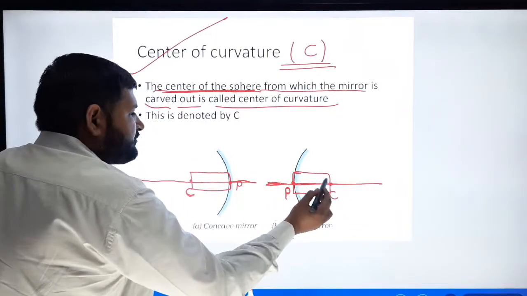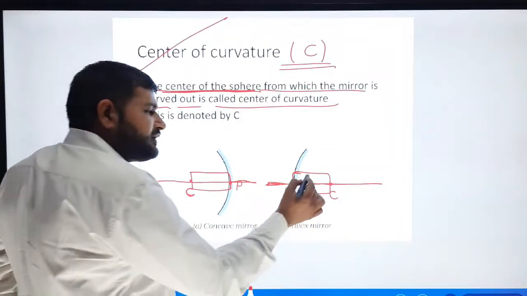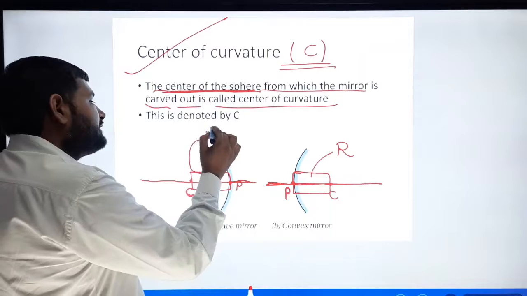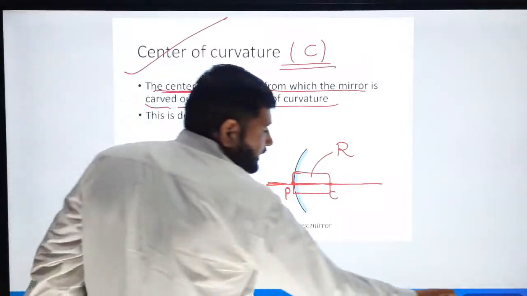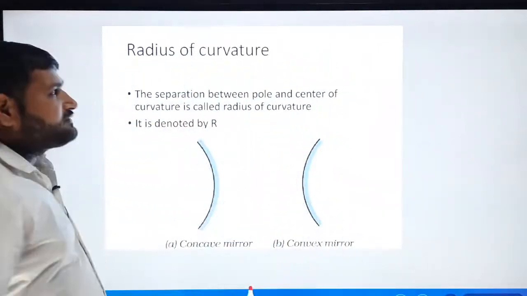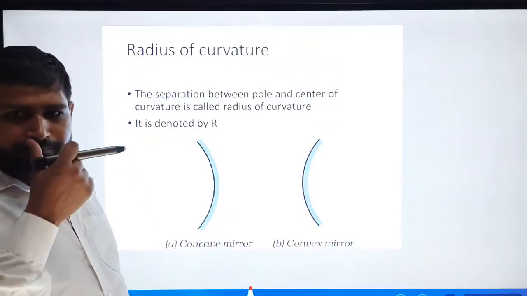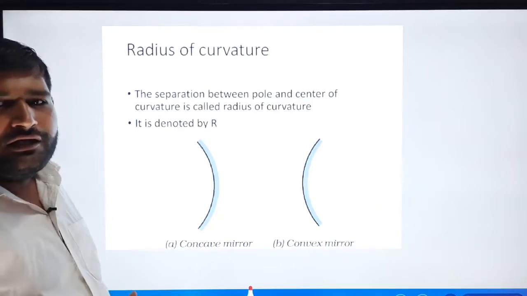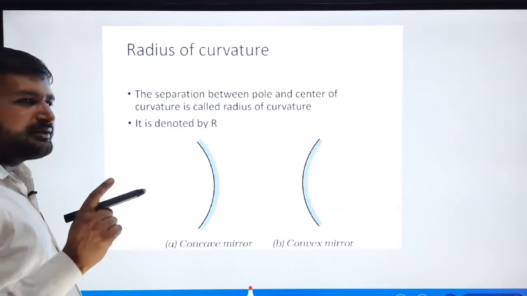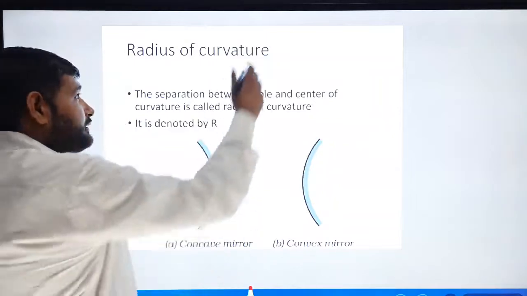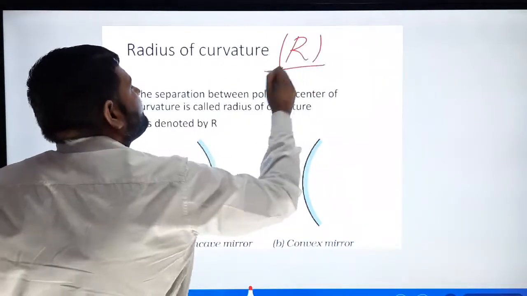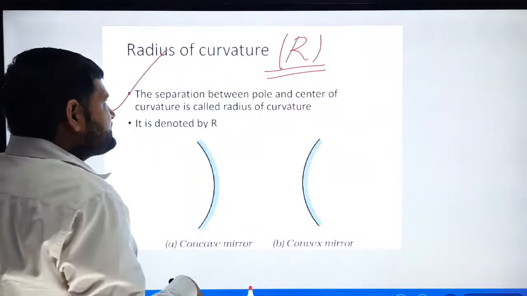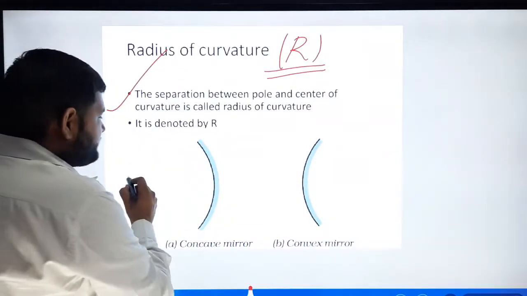The distance between pole and center of curvature is called radius of curvature, and it is denoted by capital R. So this is the definition of radius of curvature. The distance between pole and the center of curvature is called radius of curvature. It is represented by capital R.